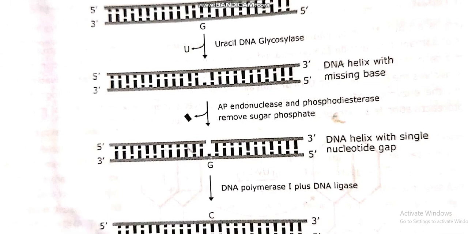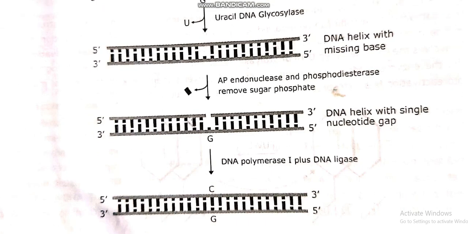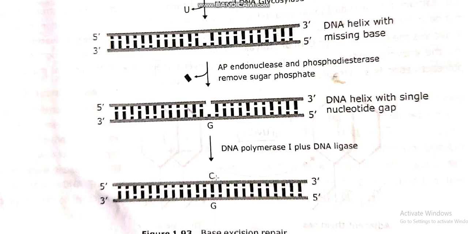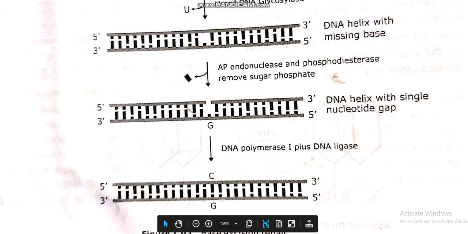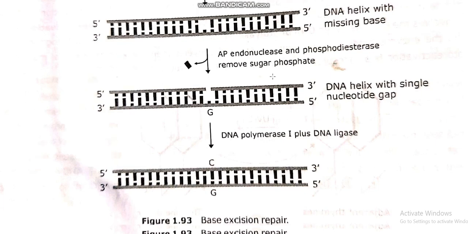Now the main role is that of DNA polymerase. What is the function of DNA polymerase one? It fills the gap, or adds the cytosine complementary to the guanine. Then the enzyme DNA ligase will seal the gap. So DNA polymerase will add the cytosine base complementary to the guanine in the other strand, and DNA ligase will seal the gap, or form a phosphodiester bond. So this is all about base excision repair.